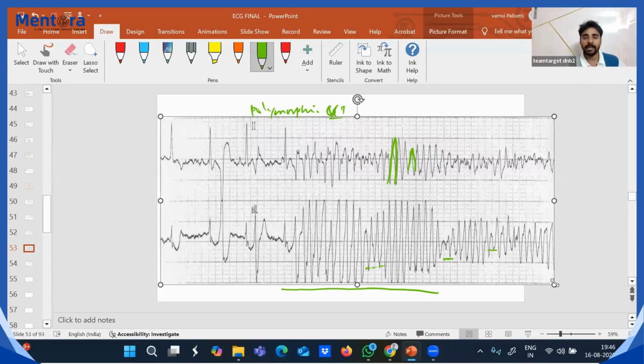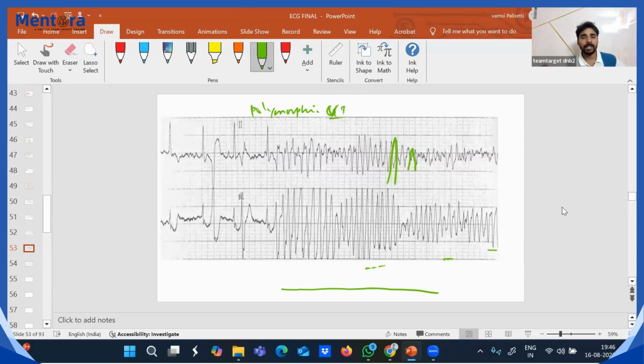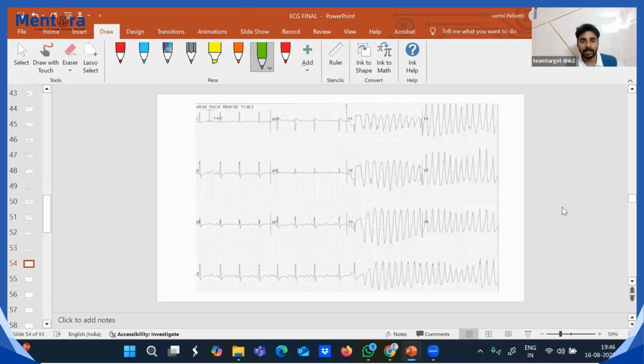If the QRS complexes are completely regular, it is monomorphic. If they are differing in shape, amplitude or duration, you can say it is polymorphic. Okay, now let us identify this one.